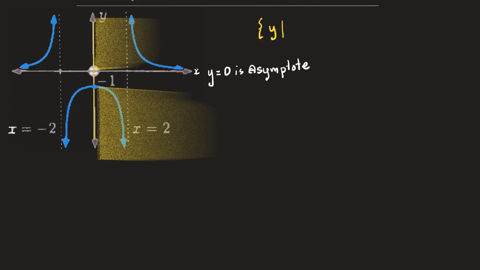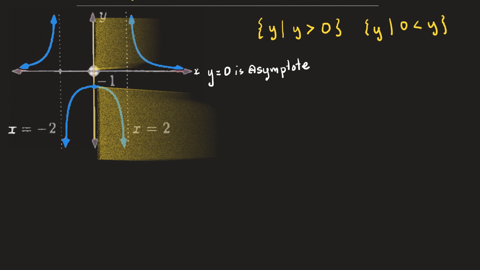y is such that y is greater than 0. So I can write y is greater than 0. It cannot equal 0. You may find that sometimes some people might say y is such that 0 is less than y. It doesn't matter because the two inequalities are exactly the same.